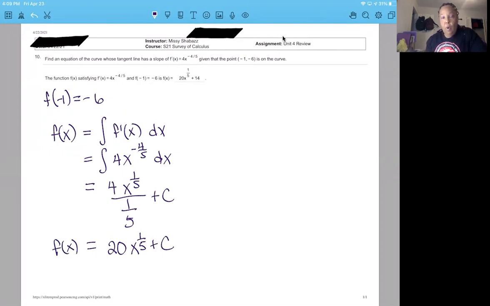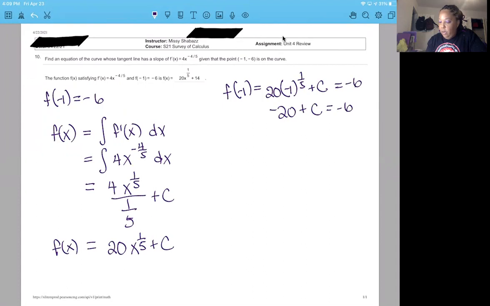Now I want to figure out what that constant is. So again, we said that f of -1, if we plug in -1, I have 20 times -1 to the 1/5 plus c equals -6. So that's -20 plus c equals -6. I'm going to add 20 to both sides, and I get my constant equal to 14. So f of x is exactly 20x to the 1/5 plus 14.